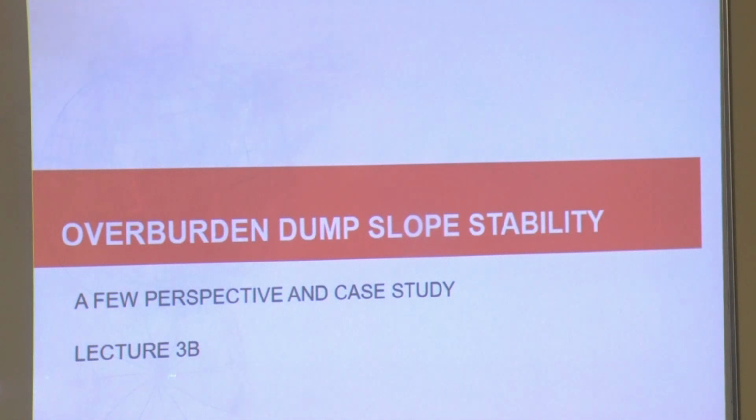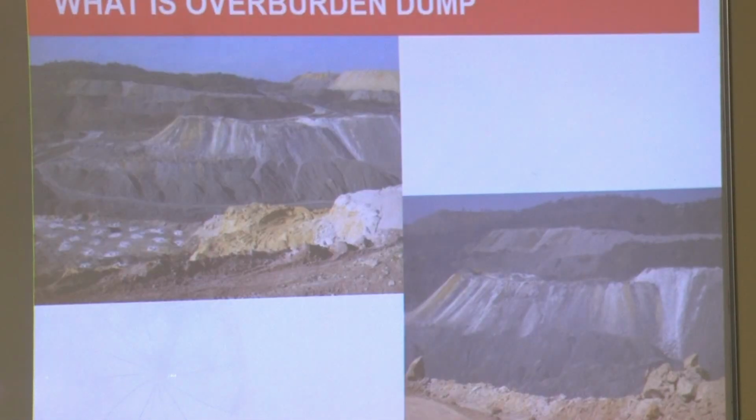That is overburden dump. I will give you a glimpse of how an overburden dump looks. If you visit from Dhanbad, if you start visiting by road, within 5 kilometers you will see this kind of large overburden dump. So it's a big problem. Big problem in the sense that we have reviewed the number of accidents in India in the last 5 to 6 years.